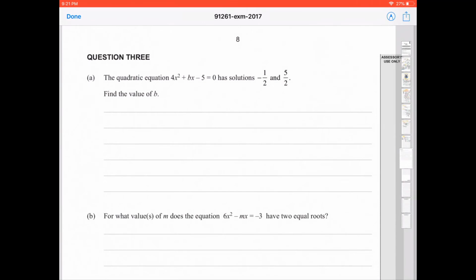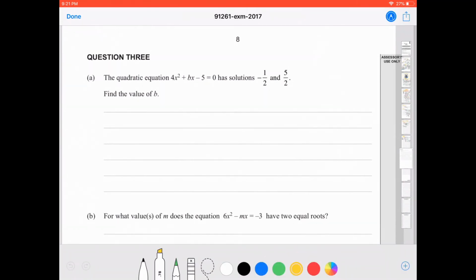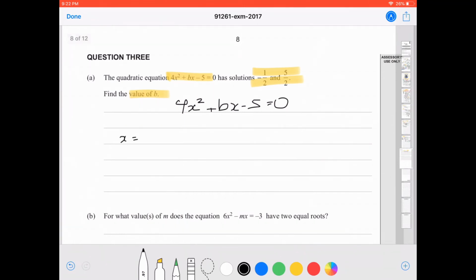So question 3a says the quadratic equation 4x squared plus bx minus 5 equals 0 has solutions of negative 1 over 2 and 5 over 2. Find the value of b. So we've got this equation here, 4x squared plus bx minus 5 equals 0, and again we're trying to find the value of b. If it has solutions of negative a half and 5 over 2, we could say x equals negative 1 over 2 and 5 over 2.